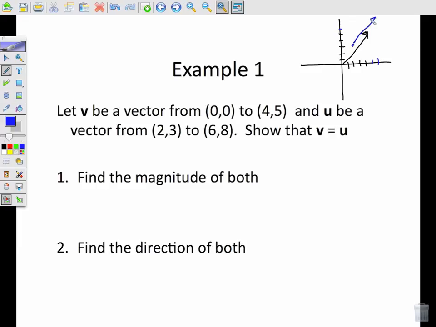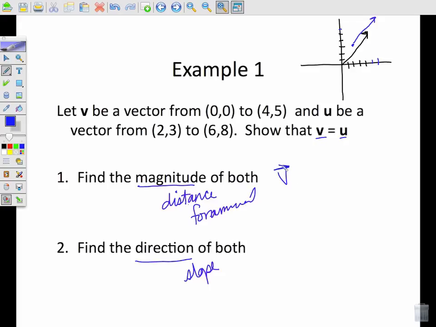So what they want us to do is show that those vectors are equal to each other. Well, in order to show that vectors are equal to each other, there are 2 things. Number 1, that they have the same magnitude, and magnitude means distance. So believe it or not, we just use the distance formula. And the other thing is that they have the same direction. So in order to find the same direction, we will identify the slope.